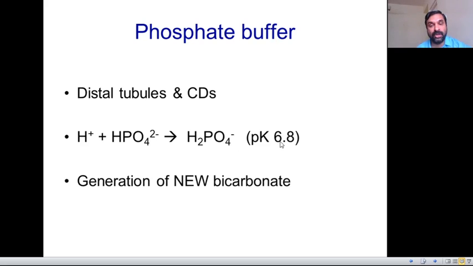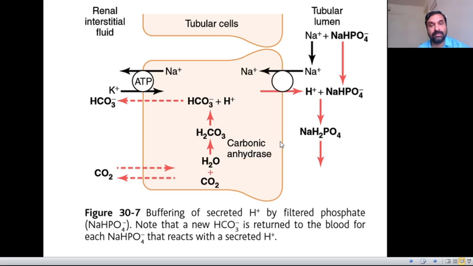As a result of this action, a new bicarbonate is generated. Okay, so this is the mechanism of action. It mainly occurs in the intercalated cells, distal tubule and collecting duct. There will be H plus secreting ATPases, sodium H plus ATPases, similarly sodium potassium H plus ATPases. This H plus is secreted with the utilization of energy in the form of ATP, and this H plus combines with dibasic phosphate. As a result, monobasic phosphate is formed.